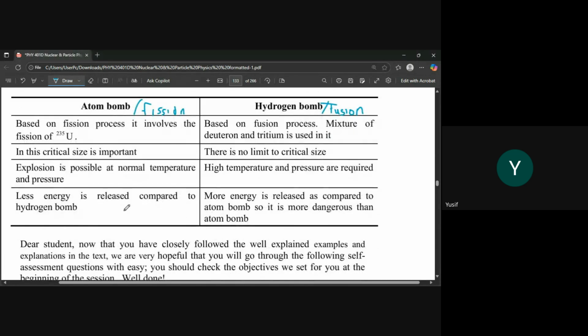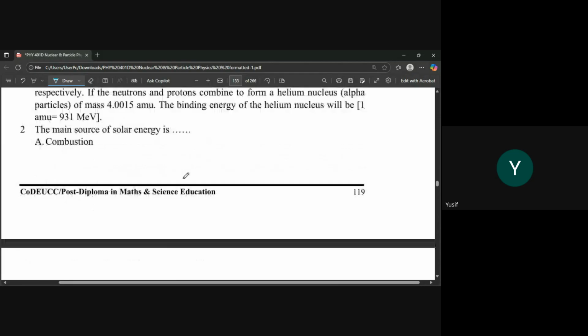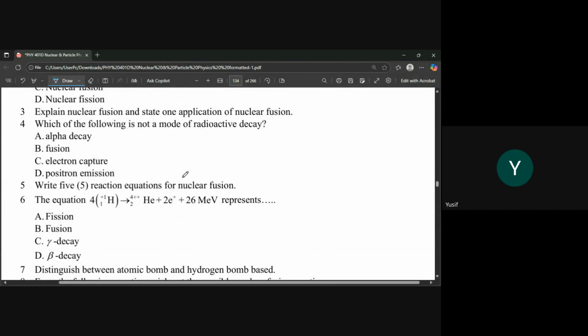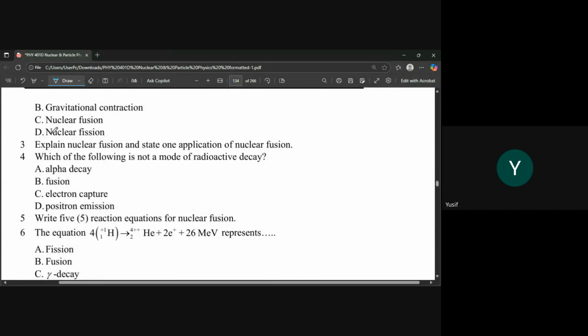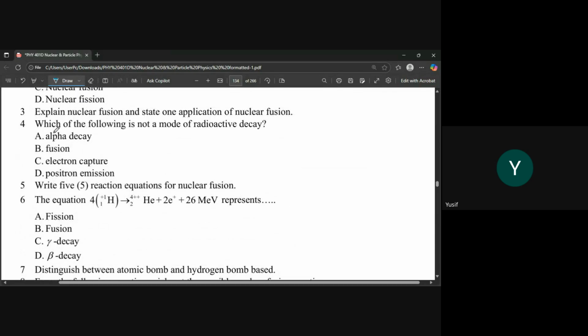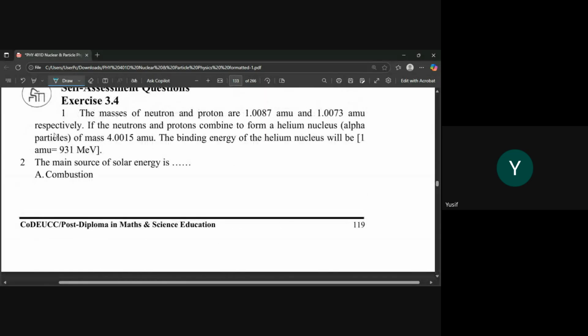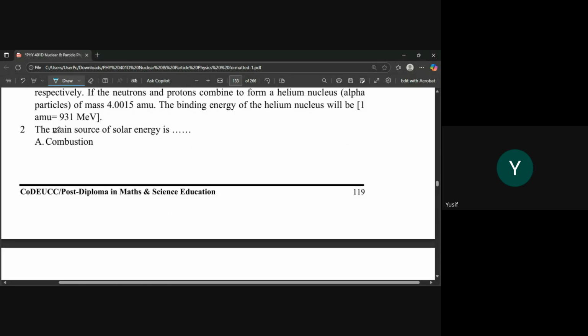I need not speak about it because you can just read and understand it yourself. You have some examples and work here you have to do. You realize that in unit 2 and unit 3, you have plenty of objective questions. Please make sure you solve them.